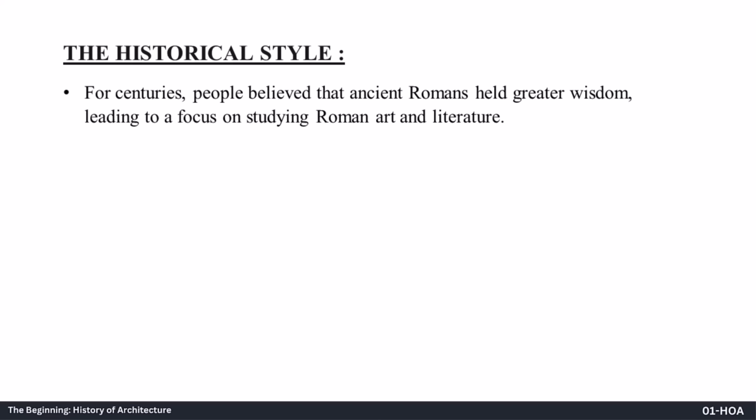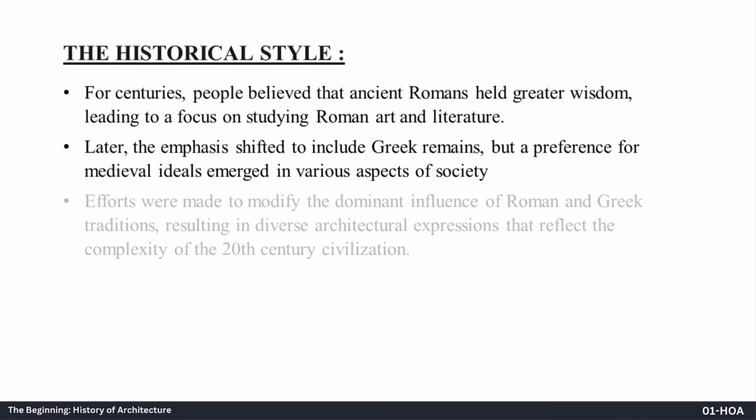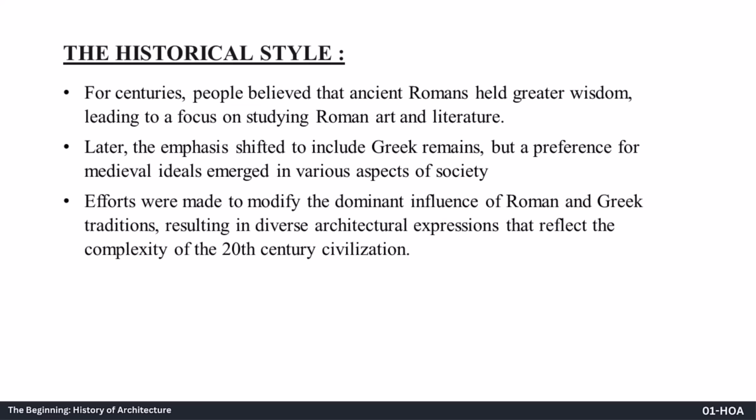For centuries, people believed that ancient Romans held greater wisdom, leading to a focus on studying Roman art and literature. Later, the emphasis shifted to include Greek remains, but a preference for medieval ideals emerged in various aspects of society. Efforts were made to modify the dominant influence of Roman and Greek traditions, resulting in diverse architectural expressions that reflect the complexity of 20th century civilization.